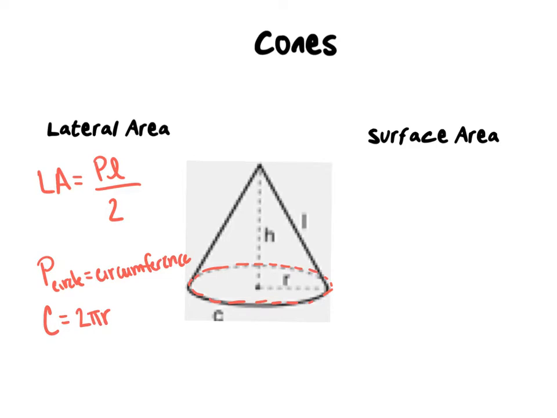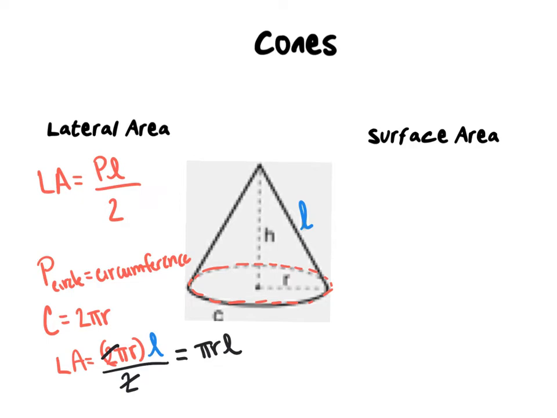So we can see that the lateral area should be equal to 2 pi r, which is the perimeter or the circumference, times this value L out here. And we're going to divide that by 2. Well, notice you have a 2 on top and a 2 on the bottom, so those will cancel out. So this simplifies to the formula, which is pi r L.